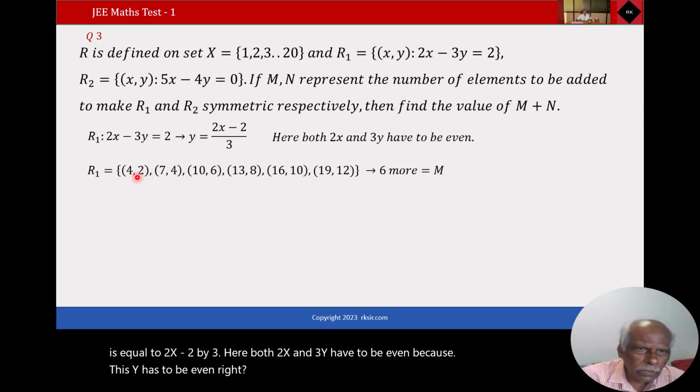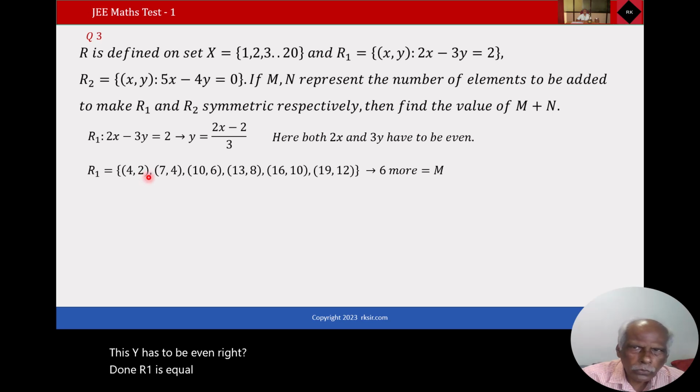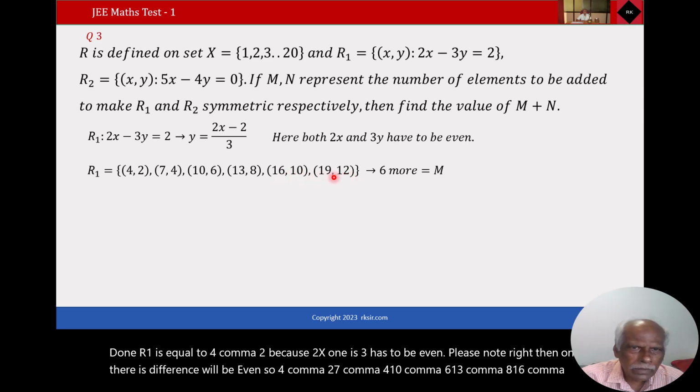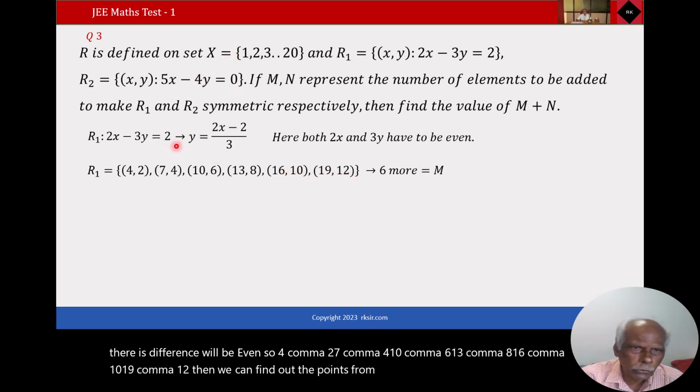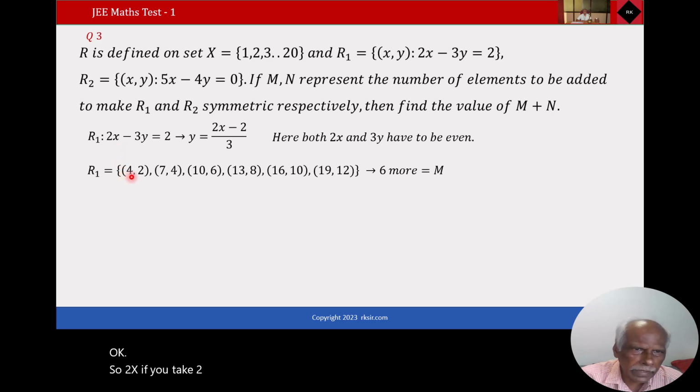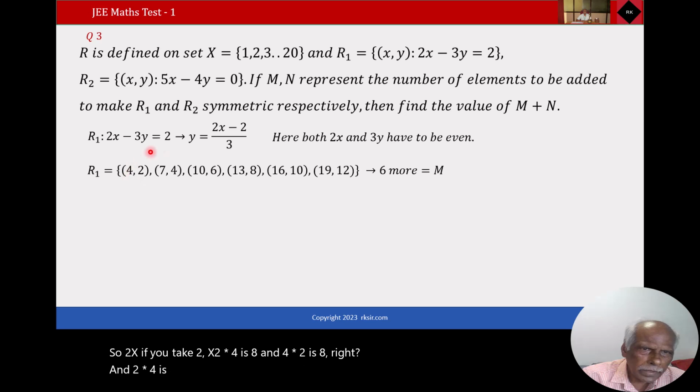Then R1 contains 4 comma 2 because 2x minus 3y has to be even, please note, right? Then only the difference will be even. So 4 comma 2, 7 comma 4, 10 comma 6, 13 comma 8, 16 comma 10, 19 comma 12. Then we can find out the points from 1 to 20 by substituting and you will get them. If you take 2x, 2 times 4 is 8 and 4 times 2 is 8, right? And 2 times 4 is 8 minus 2 is 6 and 3 times 2 is 6. Therefore, you get 4 and 2 as a pair.